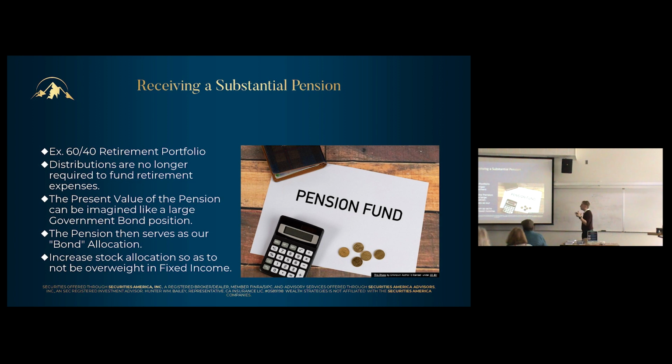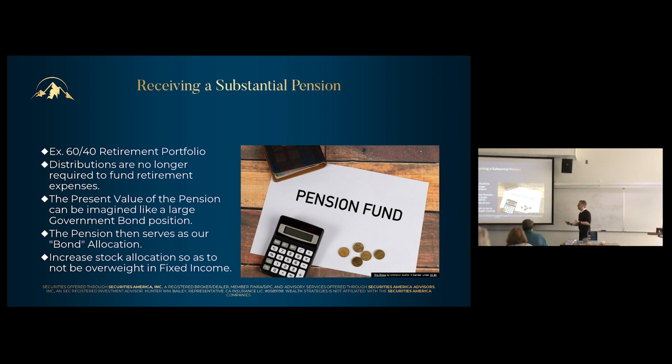Now, receiving a substantial pension can also be something that changes our risk tolerance. So if we're again in that 60-40 retirement portfolio, maybe distributions aren't even required anymore. Maybe we got this giant pension, I don't know why it would be late or something like that, but let's just assume you've been funding yourself with retirement account distributions, and now you have this pension that's going to pay for all of your expenses, it's going to pay for anything that you might want to do, and now you just don't need the cash anymore.